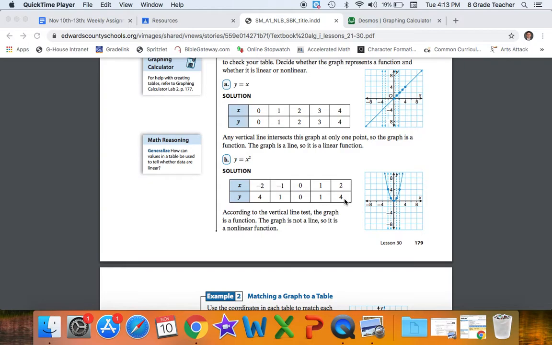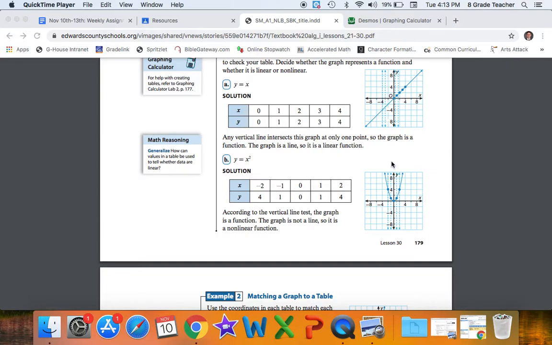With those points, you then graph your x values. If they're negative, they go to the left of the axis here, and if they're positive, they go to the right. So you've got negative 2, negative 1, 0, 1, and 2 for your x values and the corresponding y values. So those ordered pairs are graphed. Here again, the vertical line test shows that there's only one point of intersection.